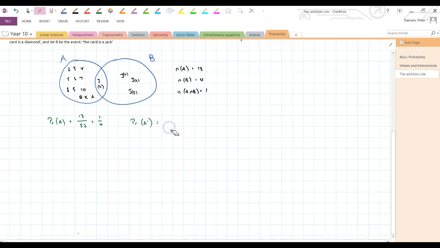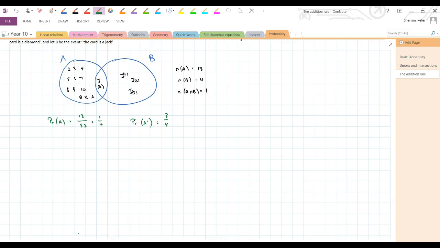So then we look at the probability that it's not A. Well, the probability of A is 1/4, so the probability that it's not A will be 3/4. Remember, A and not A are complementary events. Their probabilities add up to 1. So complementary events are like a head and a tail when you toss a coin. They're complementary events to each other because together they must happen.